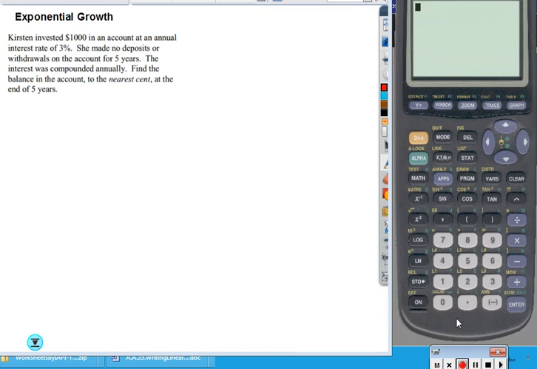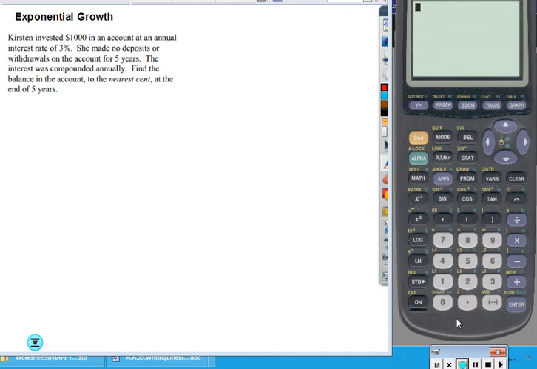The way I'm going to show you how to do this problem is using a table. If you'd like to see another way to do this problem using a formula, please watch the other video on exponential growth. Let us first start by reading the problem together.